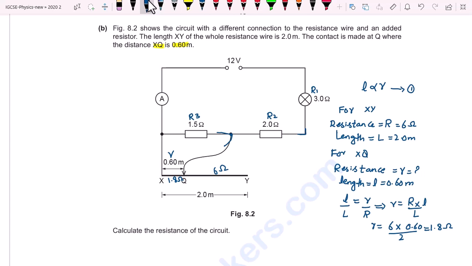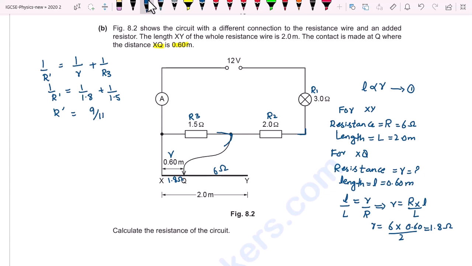For the parallel circuits, I write 1 over capital R prime. It is the equivalent resistor, and it is the combination of 1 over small r plus 1 over R3. So 1 over capital R prime will be equal to 1 over 1.8 plus 1 over 1.5. After solving, I get R prime is equal to 9 over 11. Now it is the resistance of these two.